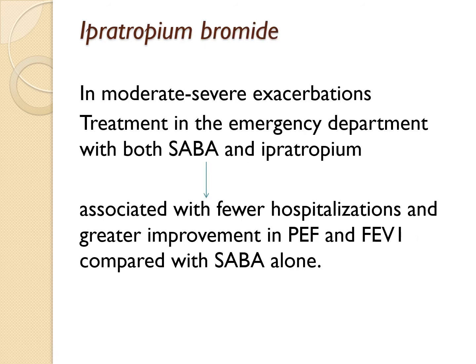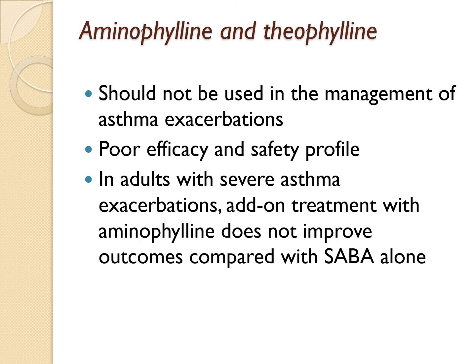Ipratropium bromide can be added to your routine SABA, and this is associated with fewer hospitalizations and greater improvement in peak expiratory flow rates and FEV1 compared with SABA alone. So you can combine ipratropium bromide and salbutamol when you are providing acute care.